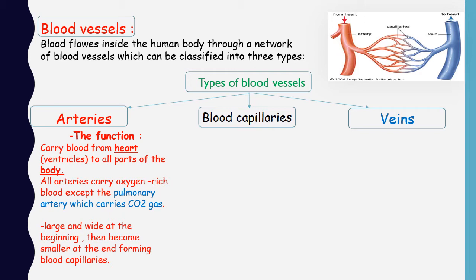So, Ms. Rasha, there are many arteries connected with the heart? Yes. There is the pulmonary artery, which carries the blood rich in carbon dioxide from the heart to the lungs to get rid of this carbon dioxide, and the main artery in your body, which is called the aorta.